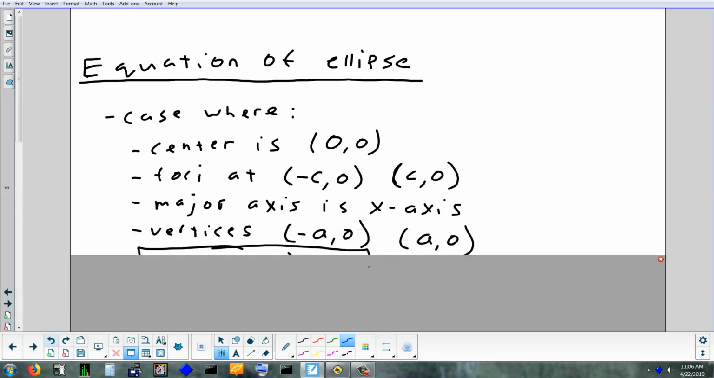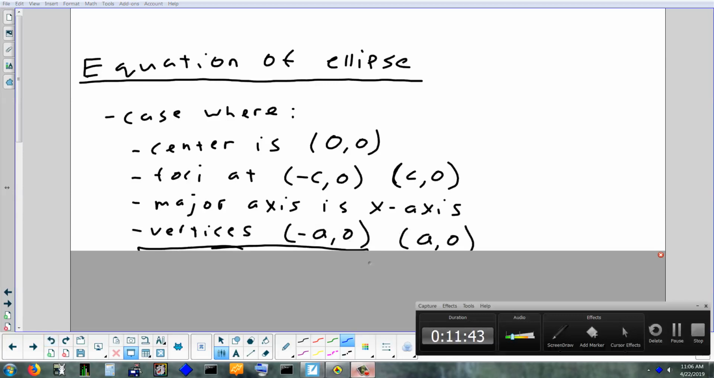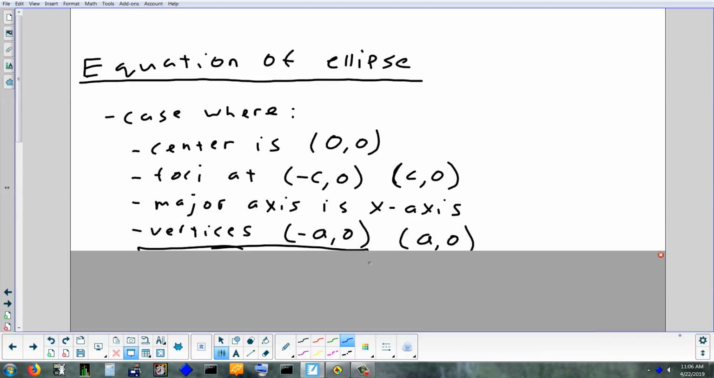And the vertices are going to have to do with another letter. Those are going to have to do with A. So we're going to have three letters involved, A, B, and C. A is going to have something to do with vertices. In this particular case, the vertices are going to be A units to the left and A units to the right of the origin. Now, they're not always going to be A units left and right of the origin. That's only because our center and origin are exactly the same.